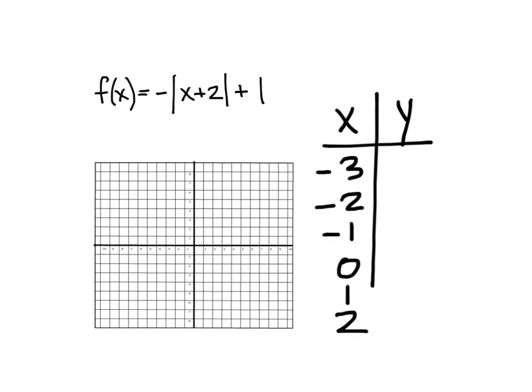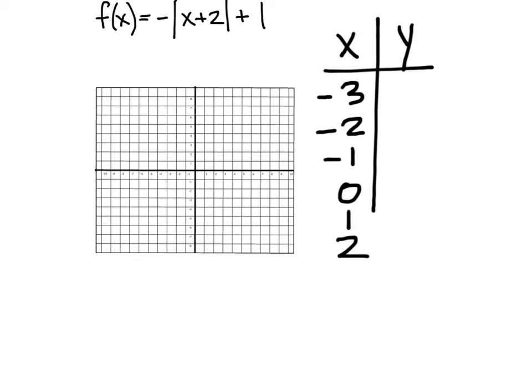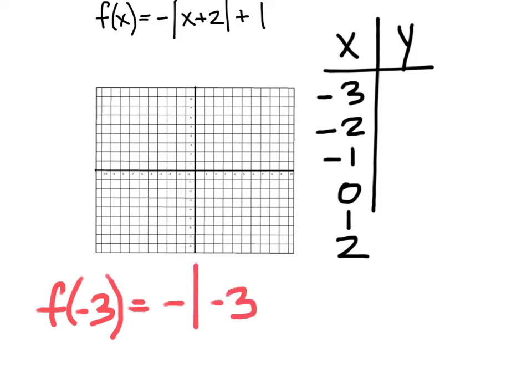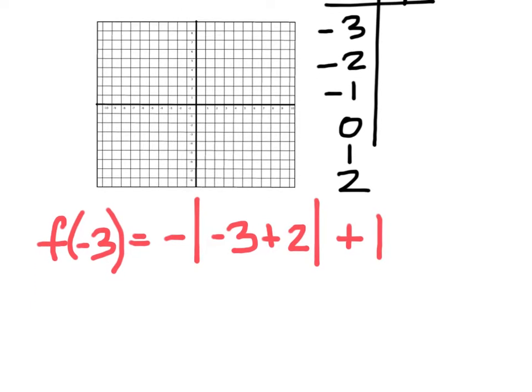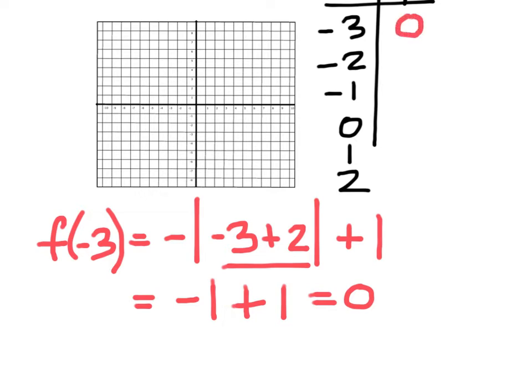So let's plug in negative 3 and see what happens. So f of negative 3 would be negative absolute value of negative 3 plus 2, close the absolute value, and then plus 1. Negative 3 plus 2 is negative 1. The absolute value is 1. But that negative sign on the left outside the absolute value brackets is going to make it negative 1. And if I do negative 1 plus 1, then I come up with 0. So I put in a negative 3 and came back with 0.